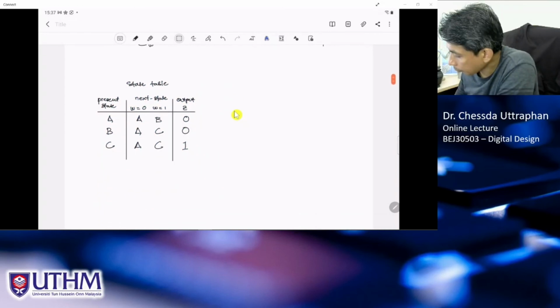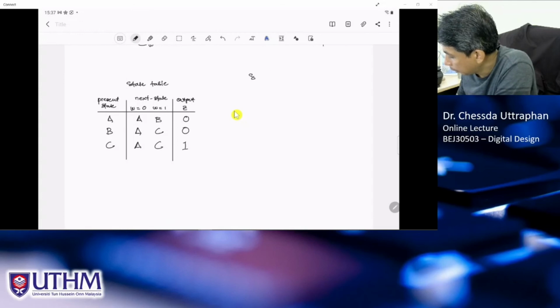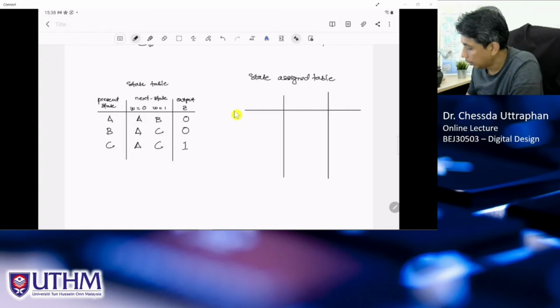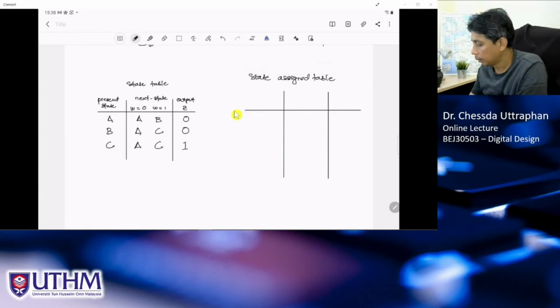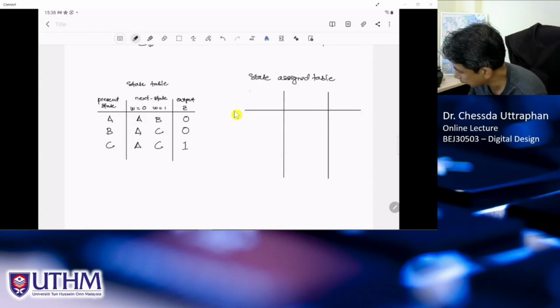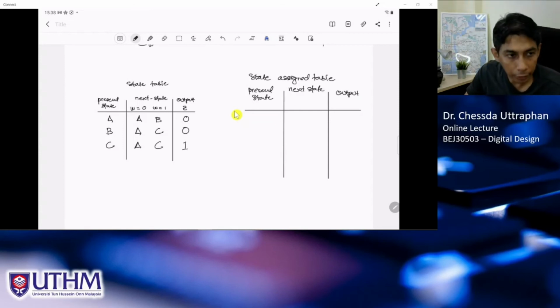So let's name this table the state assign table, right? Where we have this. We still have present state. Here we also have next state, and we have output here. But now, instead of using ABC, we need to represent this ABC with binary numbers.